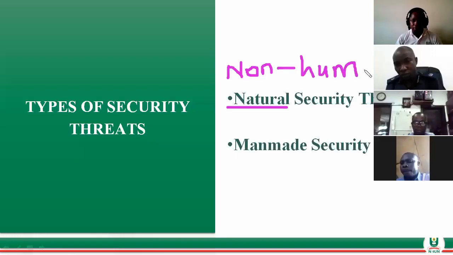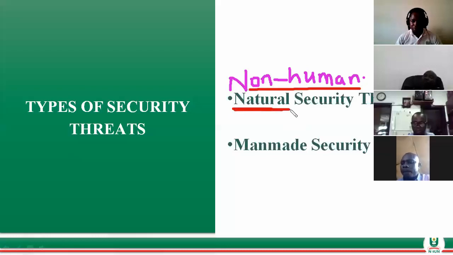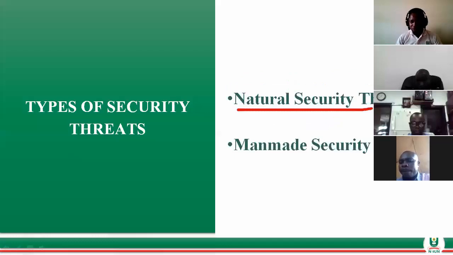All right? Non-human. Anything that is non-human is natural, right? It is not caused by somebody who is human. So non-human security threat is the same thing as natural security threat. You can use the two terms interchangeably. Non-human is the same thing as natural. Non-human security threat, natural security threat, they all mean the same thing, all right? So if you choose to use natural security threat, great. If you choose to use non-human security threat, fantastic, okay?